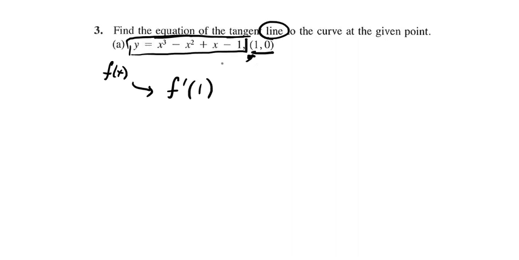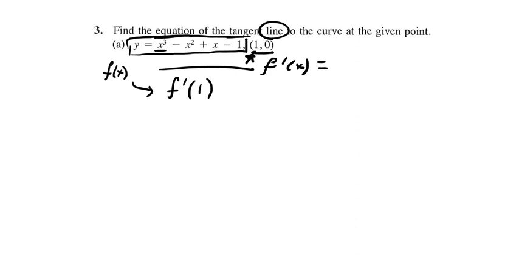So the expression for the slope is the derivative of the function. The actual slope at this given point would be the derivative evaluated at that point. So I need to find f prime of 1. So let's find f prime of x. So I take a look at each of these. What's the first thing I'm going to write here?